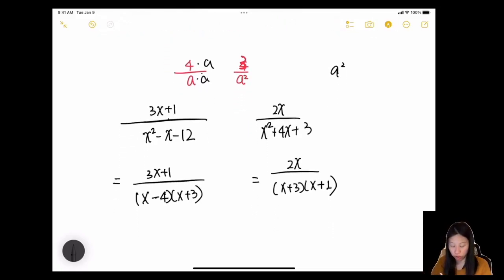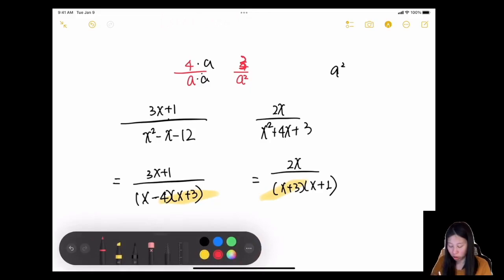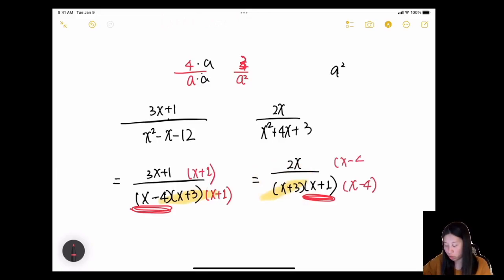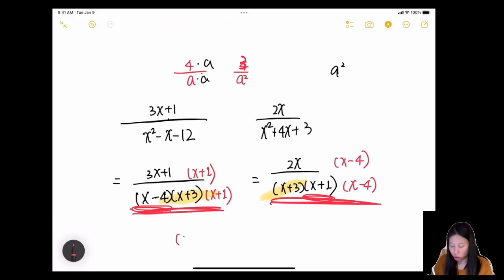Okay, now take a look. What do they have in common? They both have x plus 3. So which part are they missing? For the first one, the missing part is x plus 1. The second one is missing x minus 4. That means we're always trying to multiply the missing part. So I want to multiply x plus 1 for the first one, and for the second one, I want to multiply x minus 4. Now their denominators are the same. So the least common denominator would be x plus 3, x plus 1, and then x minus 4.